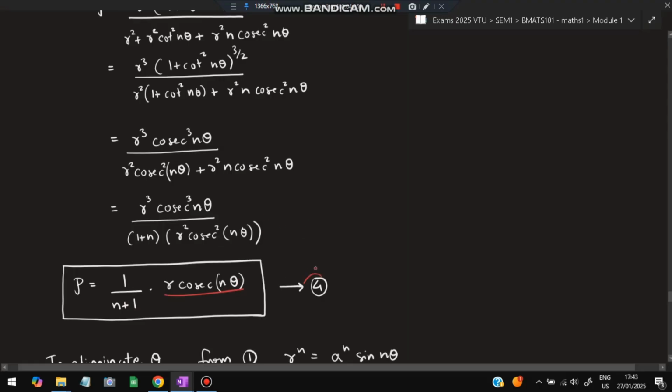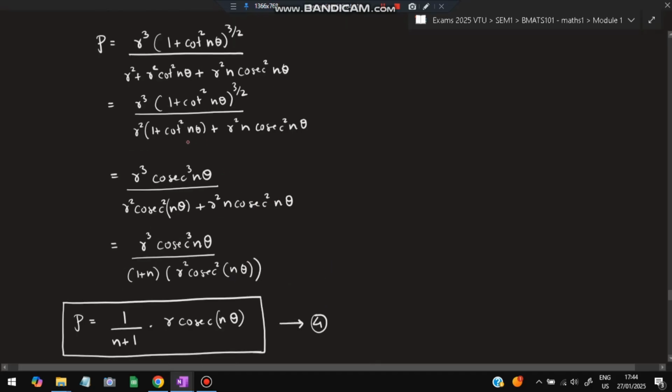Okay, this is the fourth equation. Now this is not the final answer, we have to eliminate theta. Okay, before that there are some things which I need to tell you. See here, we'll be getting a common thing here, r square and r square here. Okay, we'll take r square as common, so what we'll get, 1 plus cot n theta square. What is 1 plus cot square theta? It is cosec square theta, so we'll write cosec square theta here.